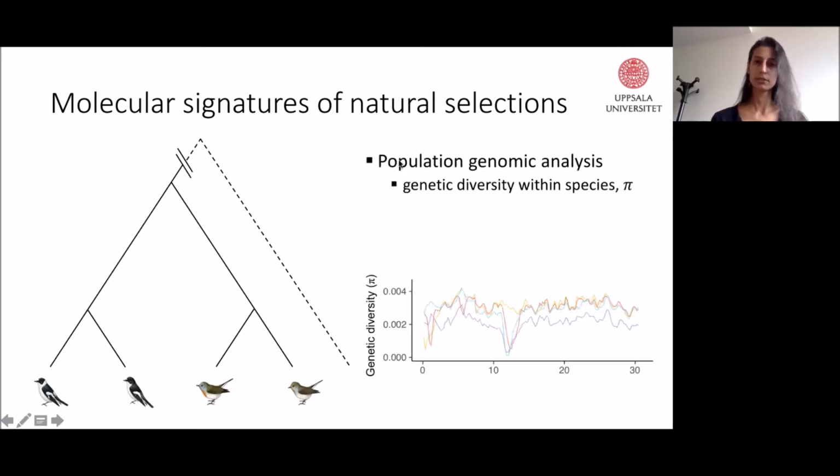If we first start with a population genomic approach, that means what is commonly done in population genomic analysis, we have resequencing data, which can be for one population or for several populations. What we commonly do is we compute genetic diversity within the species, which I refer to as pi. Then we plot the variation of diversity along the genome, and then we look for outlier regions. We usually look for regions of locally reduced genetic diversity, which is shown here.